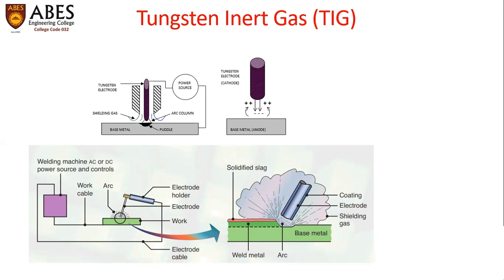We can see in the schematic that a power supply is connected to the base metal and the tungsten electrode. The tungsten electrode is welding the base metal slowly, and wire is being fed into the weld puddle.